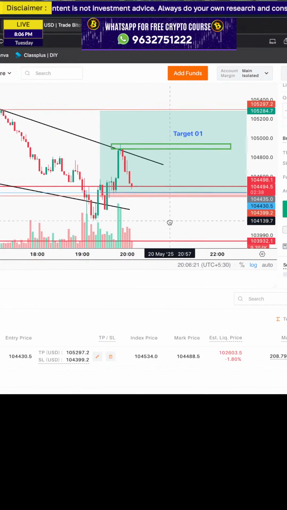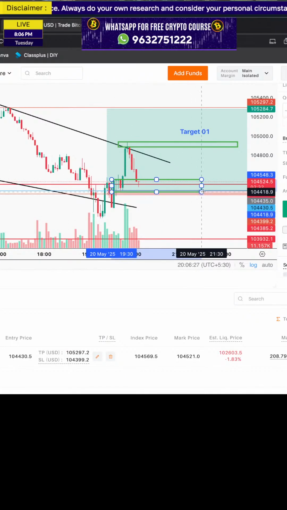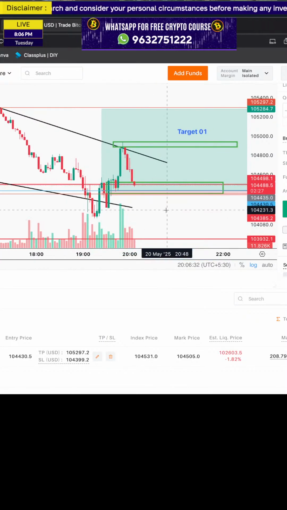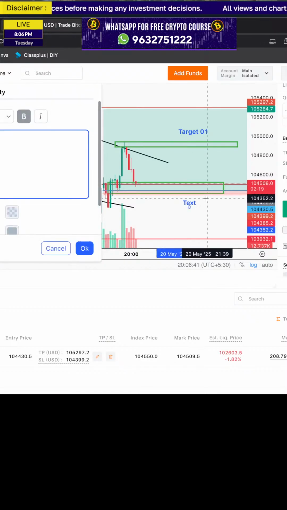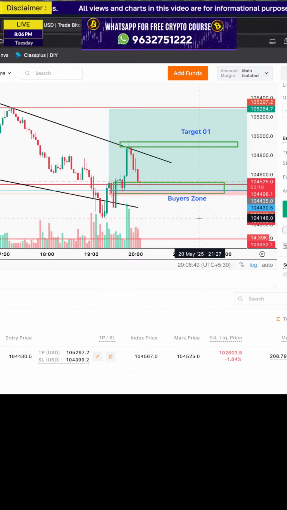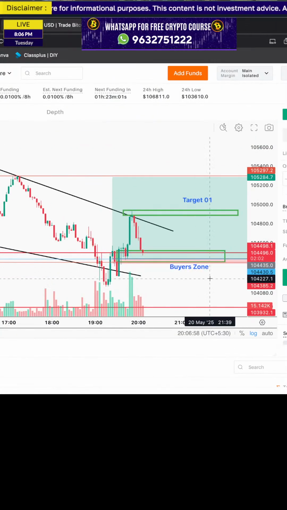Final pressure zone. In case the market goes below this zone, then looking for bearishness makes sense, not at this point of time. This area is called the buyer zone. Three minutes.